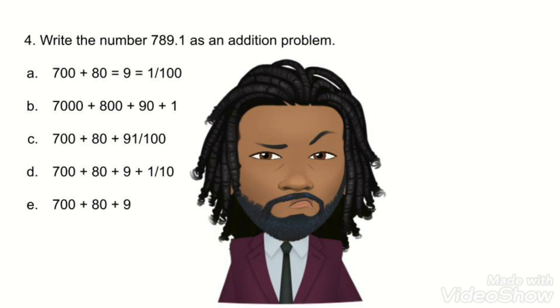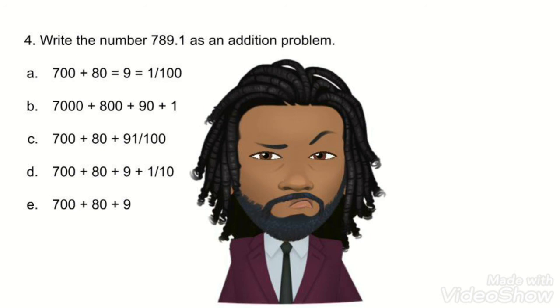We already said that the number itself is 700. So anything that doesn't say 700 first is not the correct answer, right? So we'll eliminate B. The rest of the answers say 700 plus 80, plus 9. Anything that doesn't say 700 plus 80 plus 9 has to go.